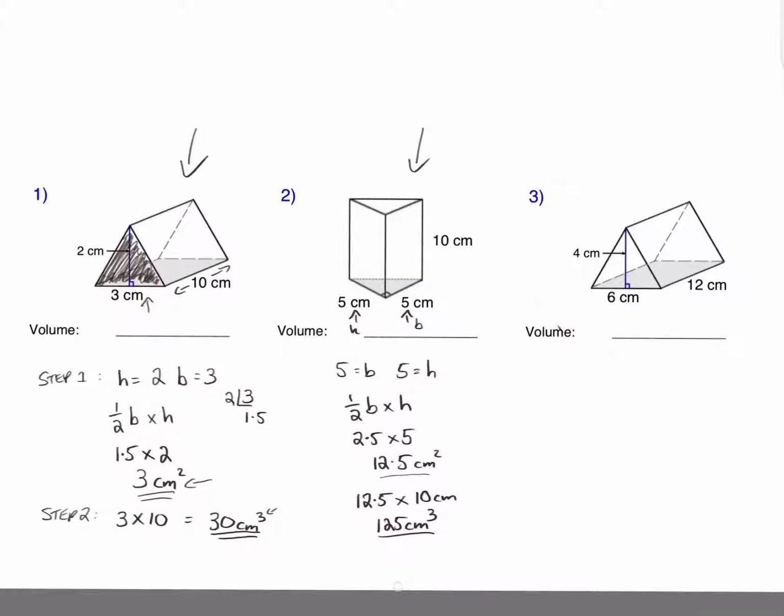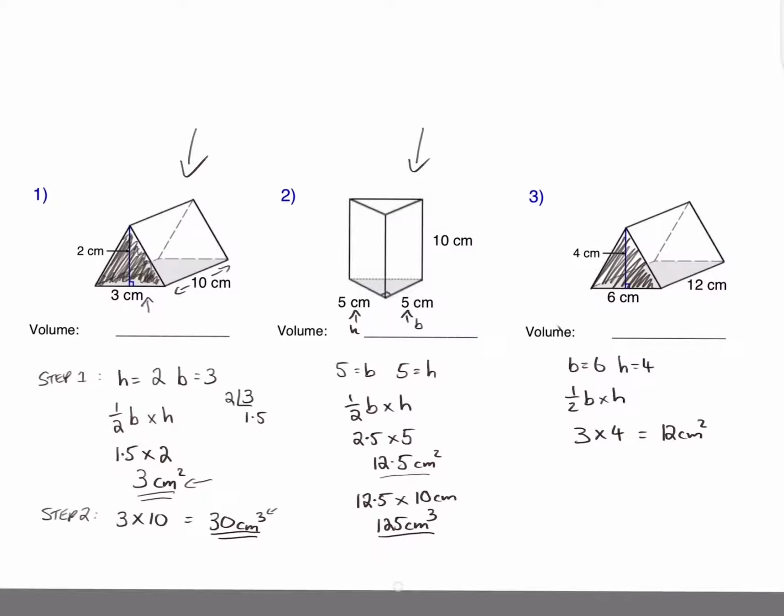So let's have a look at the next sum. We have the triangle, and the base is 6 and the height is 4. The depth is 12, but we'll deal with that in a sec. So we have to do half the base multiplied by the height. Half of 6 is 3. We multiply that by the height, which is 4. That would give us 12 centimeters squared, because that is the amount of area inside of the triangle.